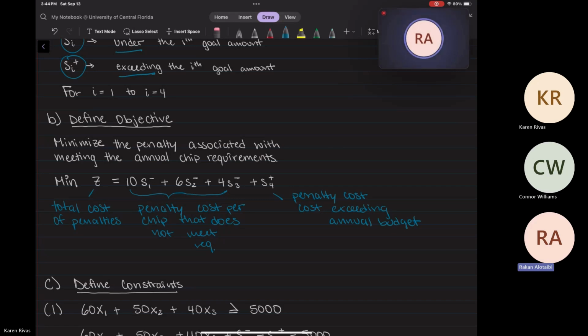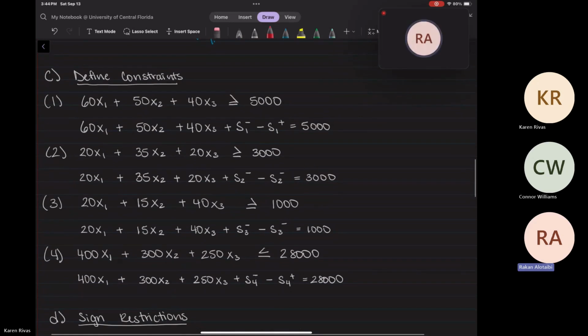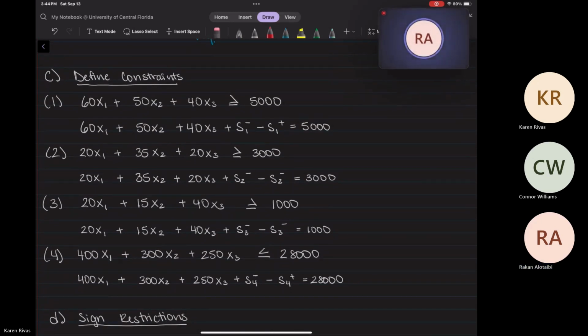The coefficient in front of the deviation variables represents the penalty. Define the constraints. Constraint one here: 60x1 plus 50x2 plus 40x3 plus d1 minus minus d1 plus equals 5000, which is excellent chips.